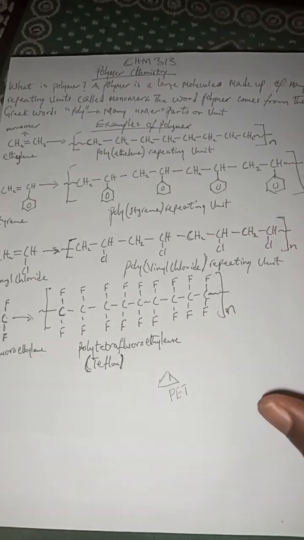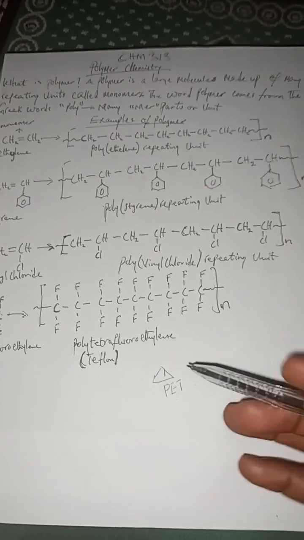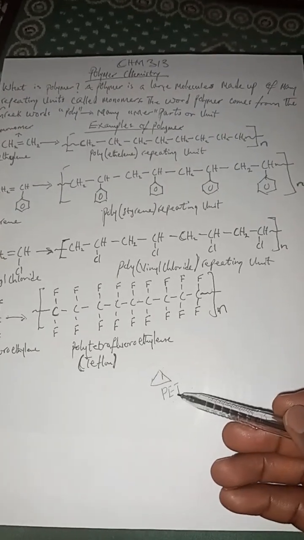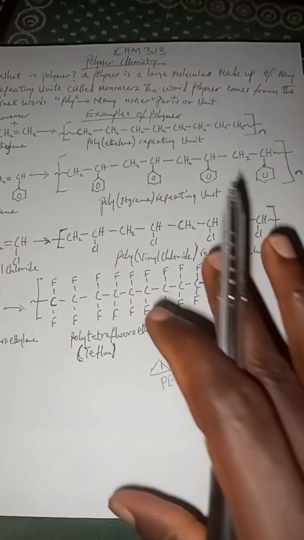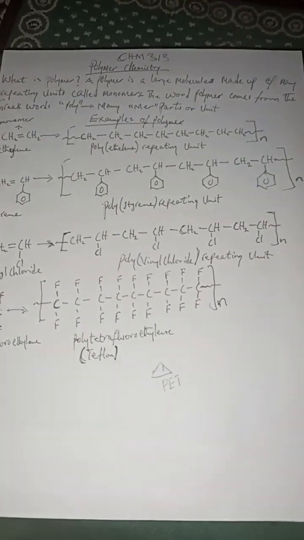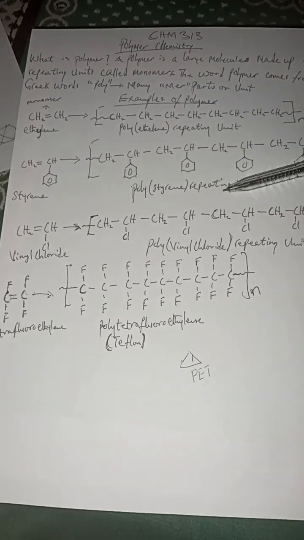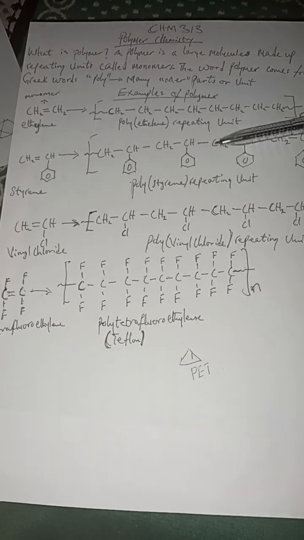When we get to condensation polymerization, I'm going to use this PET as an example to show you the difference between chain polymerization and condensation polymerization. All these examples of polymers here are examples of chain polymerization. By the time you get through the examples of polymers, you are going to understand what we call chain polymerization.